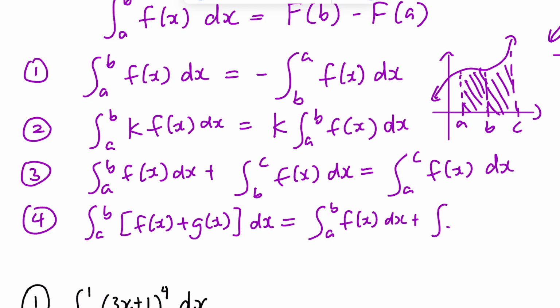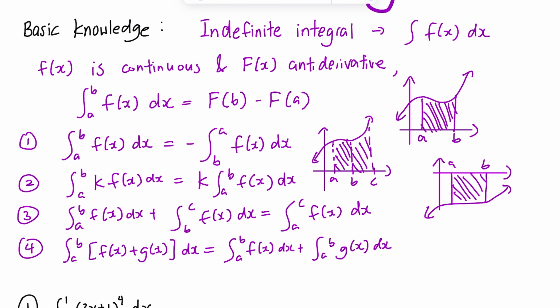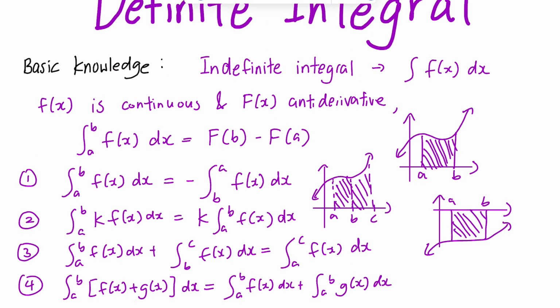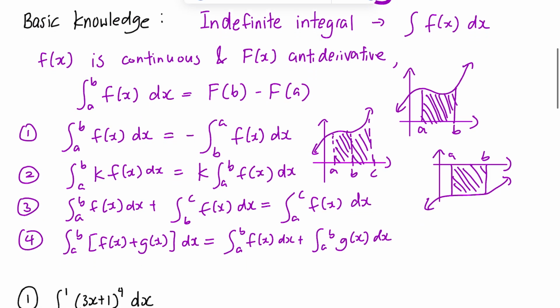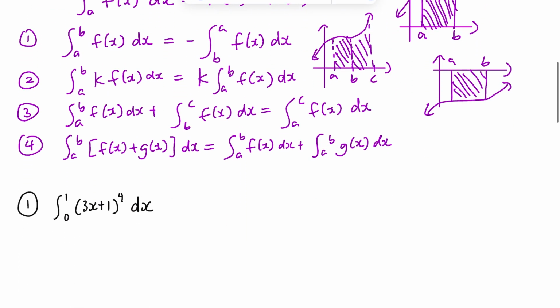So it's the exact same thing when you separate them. So these are 4 very important properties for definite integral. So now let's try applying these to some problems. So for the first one here, we already see that this is a definite integral. We have the lower bound as 0 and upper bound is 1.